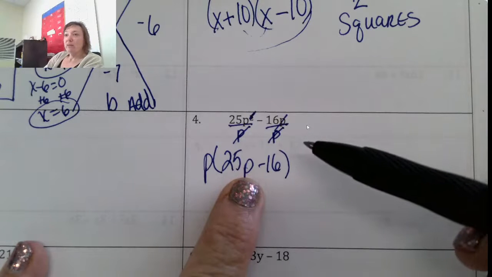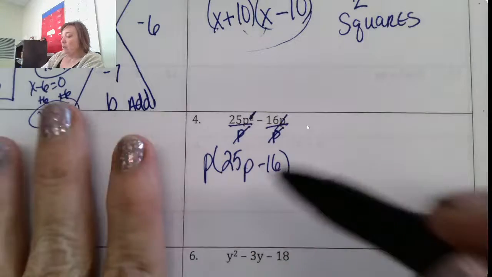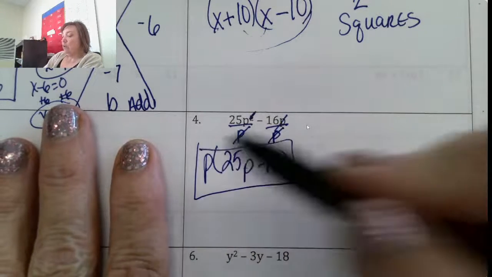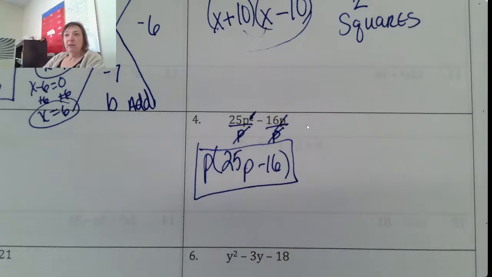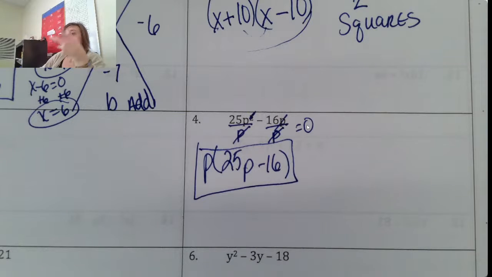There's no P squared. That dang P again. Now, this would be your answer if the question was, factor this, please. Right? If that was your instructions. If it said, solve this, that means we need to find the value for P that would make this equal to 0.